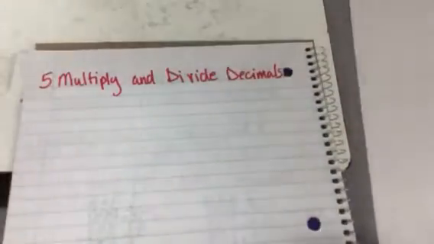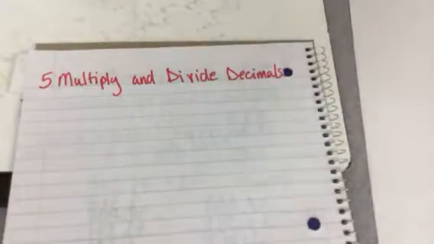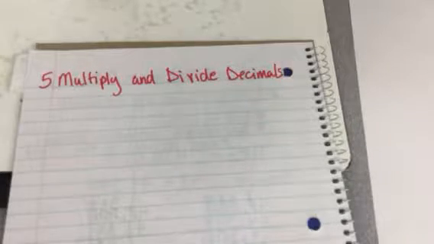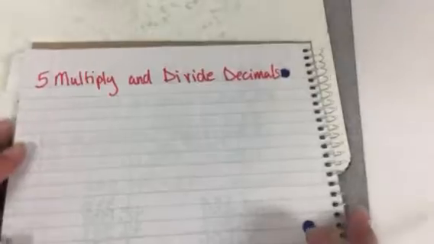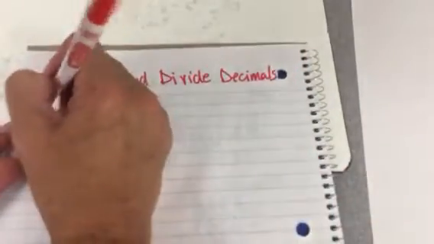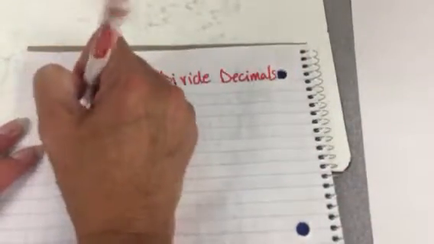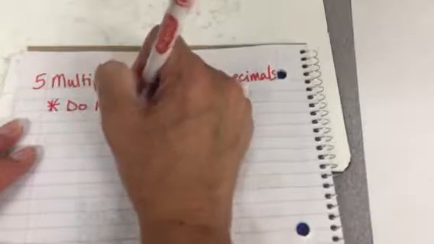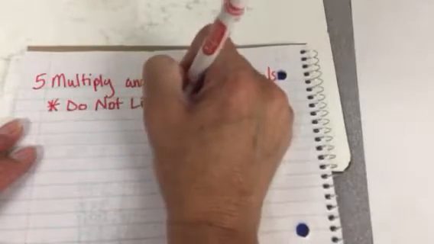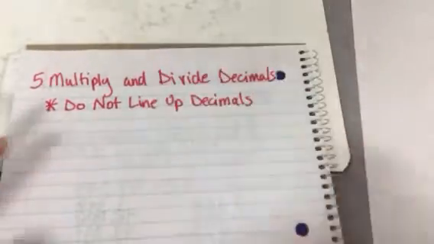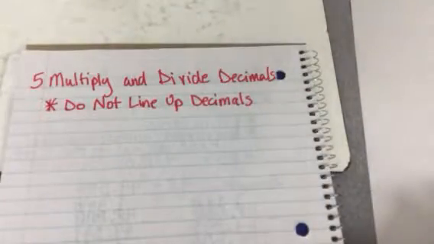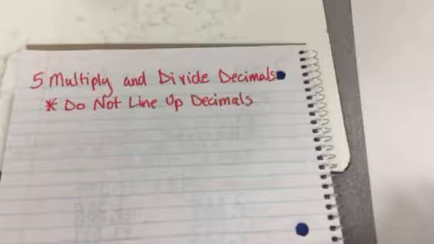Now the rules are different for multiplying and dividing decimals, as they are for adding and subtracting. In adding and subtracting, the number 1 rule is line the decimals up. That is not the rule in multiplying and dividing decimals. So let's make a note that we do not line up the decimals. We're not going to be adding zeros and lining up the decimals like we did for addition and subtraction.